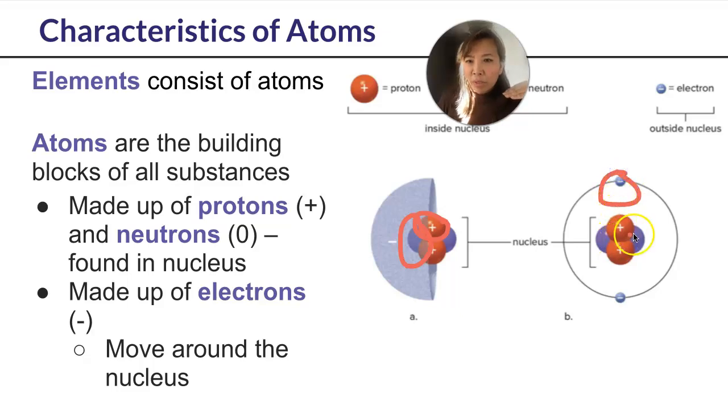So we have protons and neutrons right here, and our electrons right here. Protons, as you can see, have a positive charge, while neutrons have a neutral charge, and electrons have a negative charge. You can see the negative right here. And electrons circulate around the protons and the neutrons.